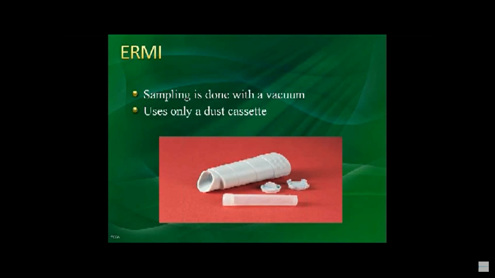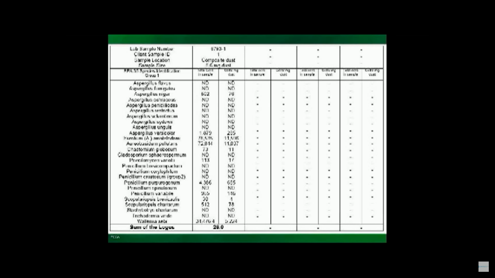What it will do when you send it to the lab, they're going to compare it to what the EPA has identified as being type 1 or type 2 species of concern. Did you hear what I said? The EPA says these are molds of possible concern. And these are that's group 2.